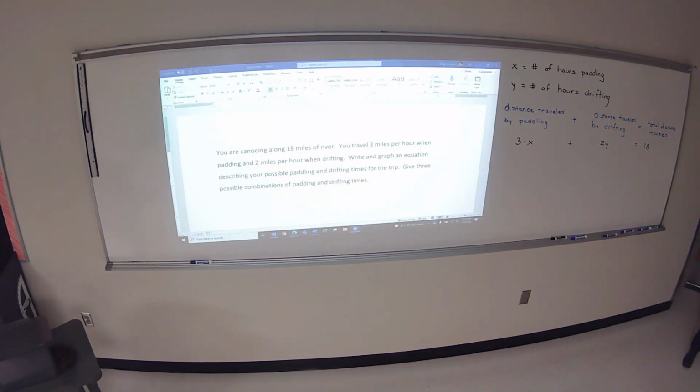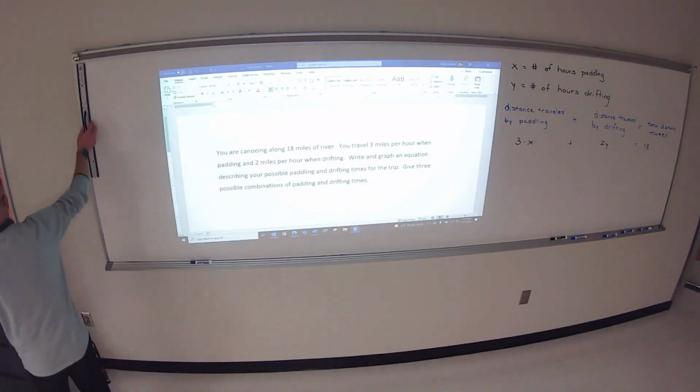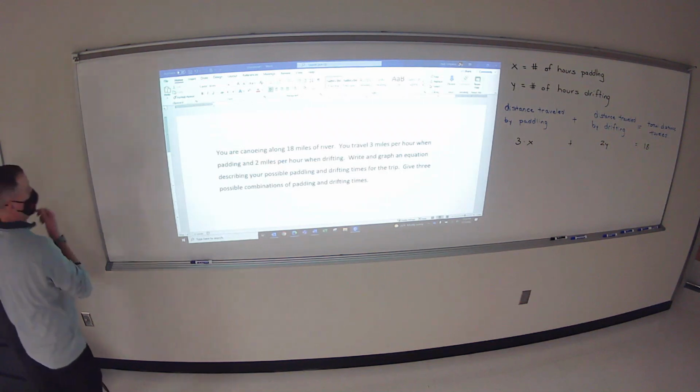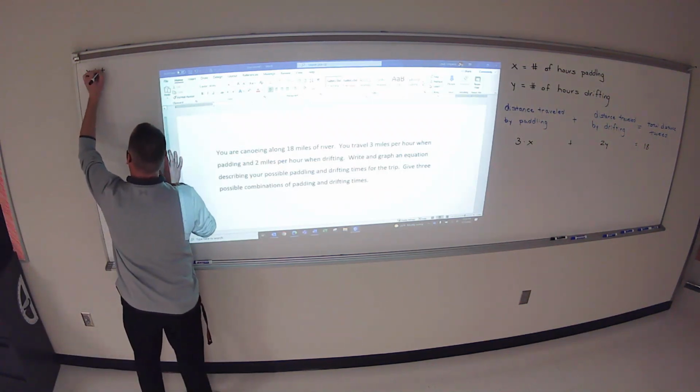Does everybody see where we got that from? Okay. Now we need to be able to graph this. So if we're going to graph it, what we've been talking a lot about lately is graphing these by using intercepts. So let's go ahead and graph this by using our intercepts. First of all, by finding our x-intercept.